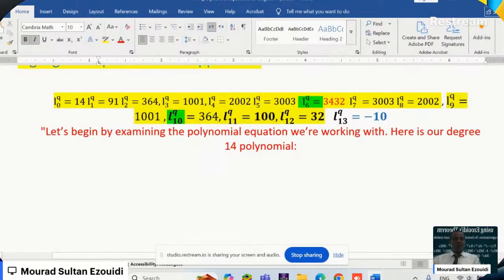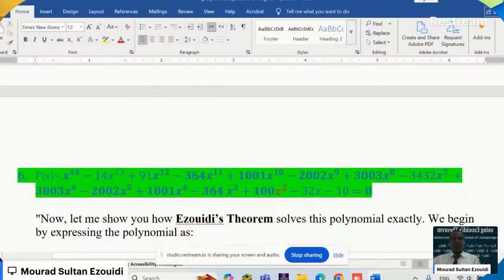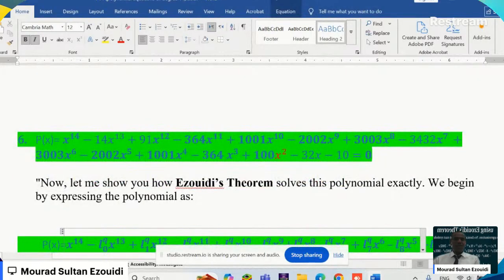Here is our degree 14 polynomial. Here, example 6, we will solve it right now. So, P of x is equal to x to the power 14 minus 14 x to the power 13 plus 91 x to the power 12 minus 364 x to the power 11 plus 1001 x to the power 10 minus 2002 x to the power 9 plus 3003 x to the power 8 minus 3432 x to the power 7 plus 3003 x to the power 6 minus 2002 x to the power 5 plus 1001 x to the power 4 minus 364 x to the power 3 plus 100 x squared minus 32 x minus 10 equals 0. Now let me show you how the Ezouidi theorem solves this problem exactly.